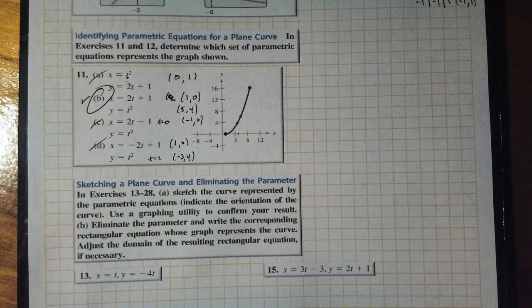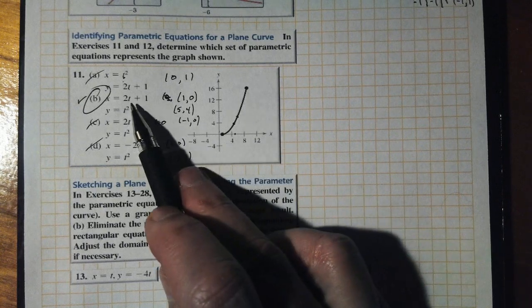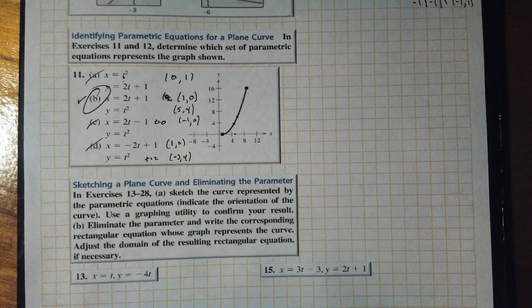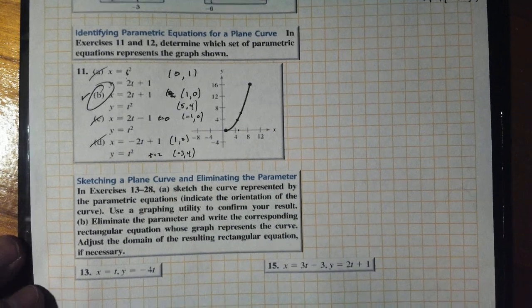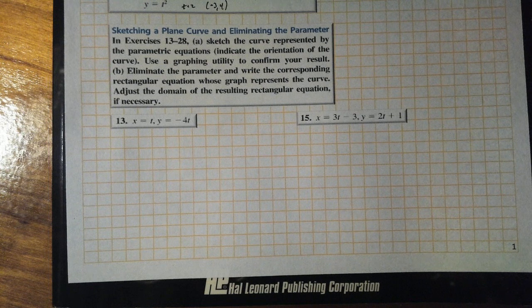Okay, and there are certainly some other ways of taking a look at this. We could say this kind of looks like it's half of a parabola, and we could eliminate a parameter, which is one of the things we're going to be talking about, but not at this point. So let's take a look. 13 through 28. Sketch the curve represented by the parametric equations. Indicate the orientation of the curve. Use a graphing calculator to confirm your results.